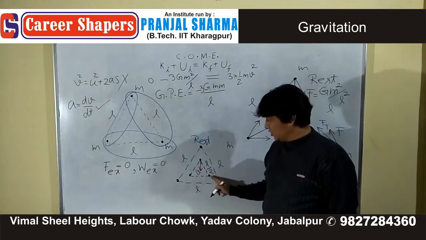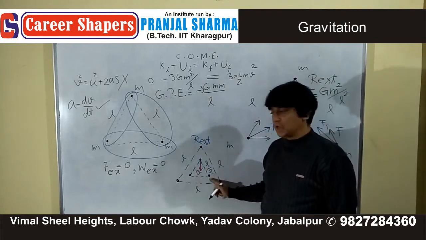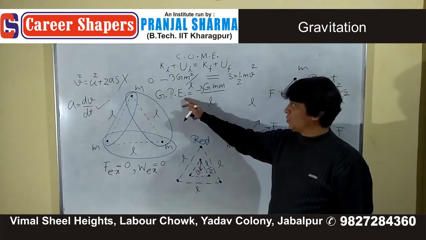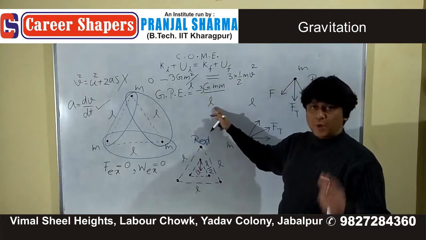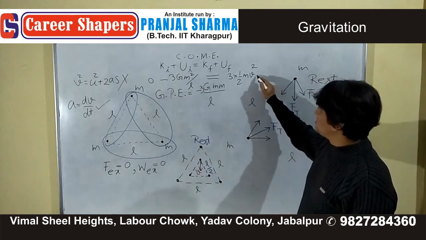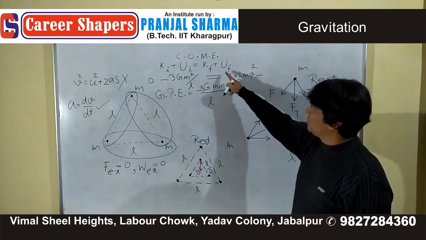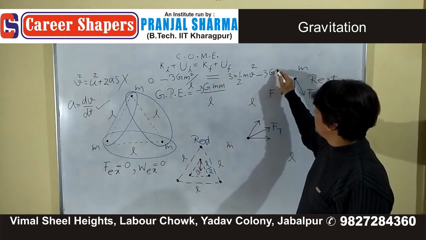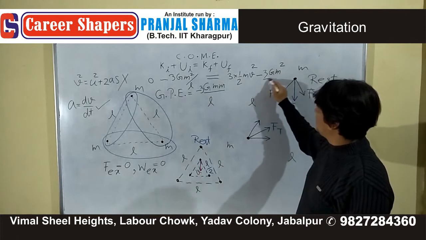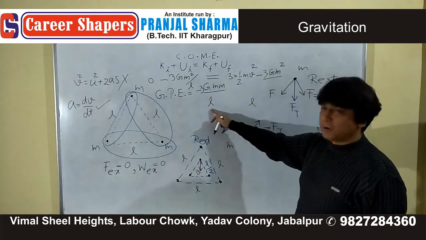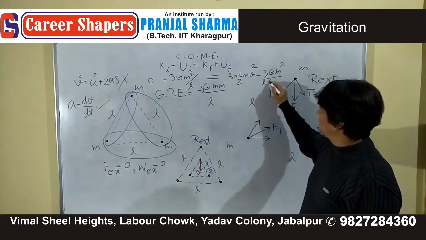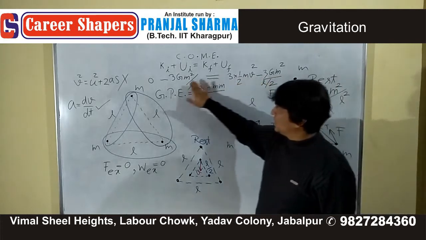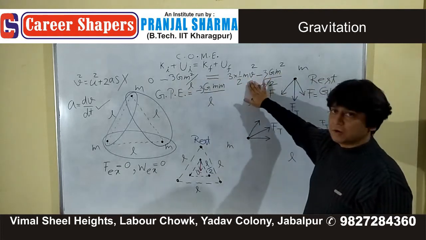What is the side length of the equilateral triangle finally? L by 2. We have found gravitational potential energy when side length is L. So when it becomes L by 2, you will simply say that gravitational potential energy finally is 3 Gm square divided by, replace L with L by 2. In just one line, we have solved everything.